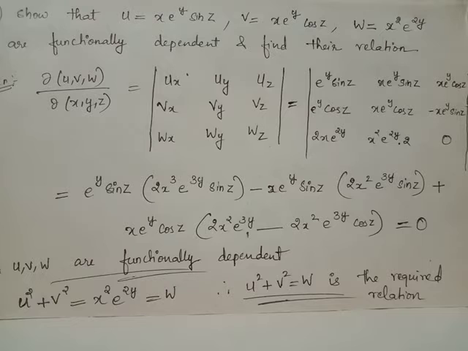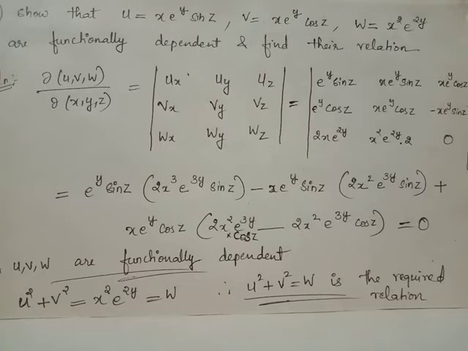The third row of the determinant is obtained as the first order partial derivatives of w with respect to variables x, y, z. We have dou w by dou x equals 2x e raised to 2y, looking at the expression of w, and dou w by dou y equals x square e raised to 2y multiplied by 2, and w is independent of z, therefore dou w by dou z equals 0. Now we will expand this determinant, and we see that the determinant takes the value 0.